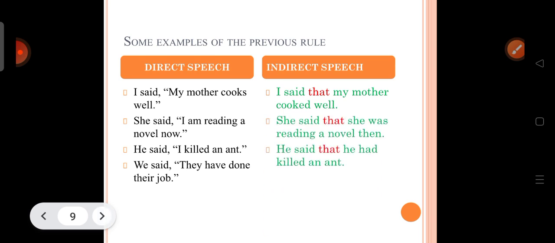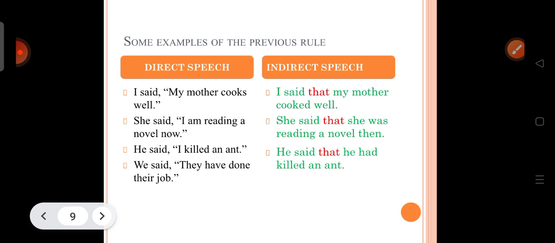We looked at two examples, and look at the third example also. He said, "I killed an ant." You write the answer and look at this. What changes have taken place? "I" becomes "he" because there is a "he." So, he said that he had killed an ant.